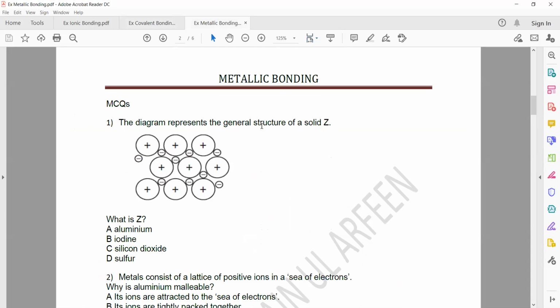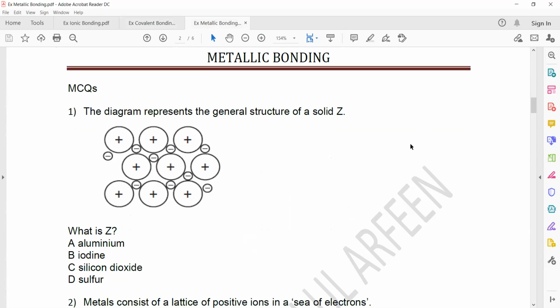The diagram represents the general structure of solid Z. What is solid Z? Aluminium. Aluminium is a metal. Iodine, a non-metal. Silicon(IV) oxide is a giant structure, giant covalent, and sulfur is a non-metal. What could be the structure? Everyone should participate so I can assess your understanding of the topic.